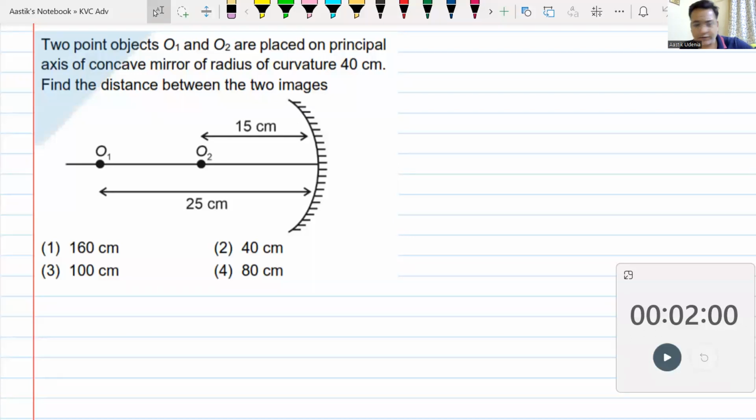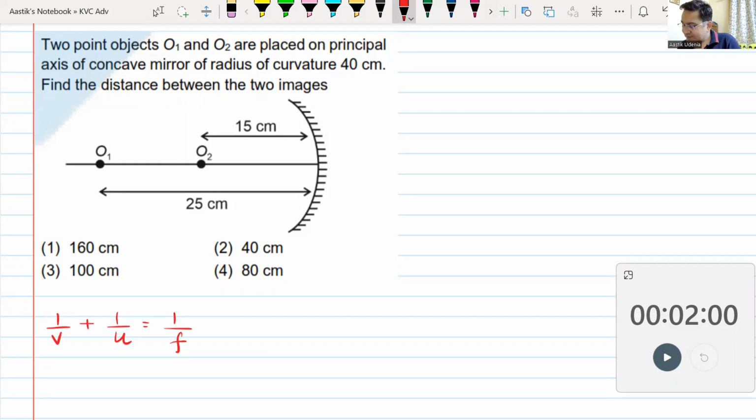So let me do it for you. How you had to do this? You had to use the mirror formula. What was the mirror formula? 1 by V plus 1 by U is equal to 1 by F. Anyone remembers this?